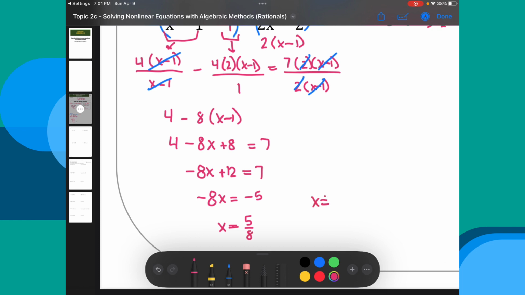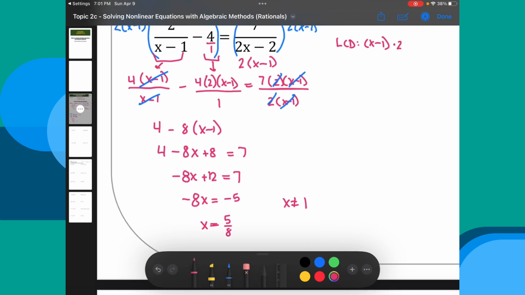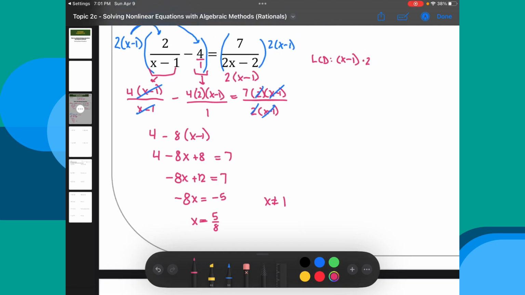We can go back and state our restrictions that x cannot equal 1. And that's it, because we get the same restriction from both denominators. You can take that 5/8, plug it back in, make sure that you don't get an extraneous solution. And that's how you solve rationals. We use the LCD to cancel out the denominator that's there, and then just solve whatever's left.